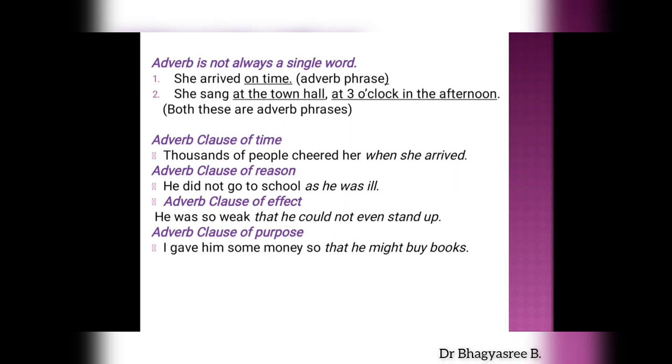See, you can see the following examples. She arrived on time. Then she sang at the town hall at 3 o'clock in the afternoon. Thousands of people cheered her when she arrived. So those are the examples which are given. Then look at the slide. So adverb is not always a single word. Keep that in mind. First example is, she arrived on time. See here, on time is an adverbial phrase or an adverb phrase. On time is an adverb phrase.